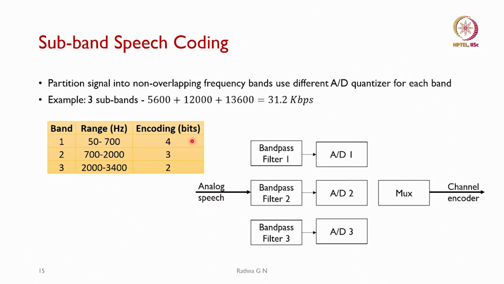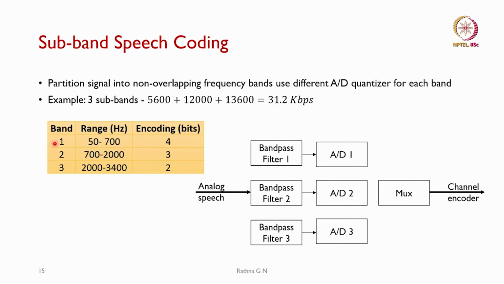The other way of doing this is subband speech coding. What is it? We partition the signal into non-overlapping frequency bands and then use a different A to D quantizer for each band. We will see that as an example. If we have 3 sub bands, then you can reduce from 32 kilobits per second in the DPCM to 31.2 kilobits per second.